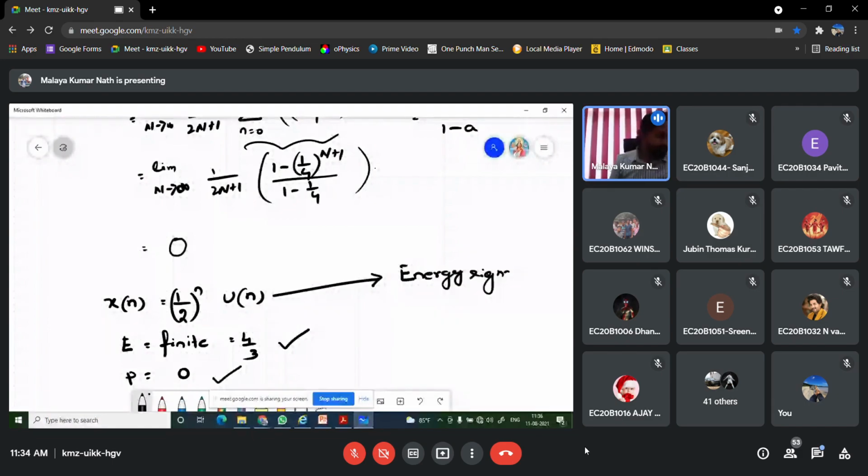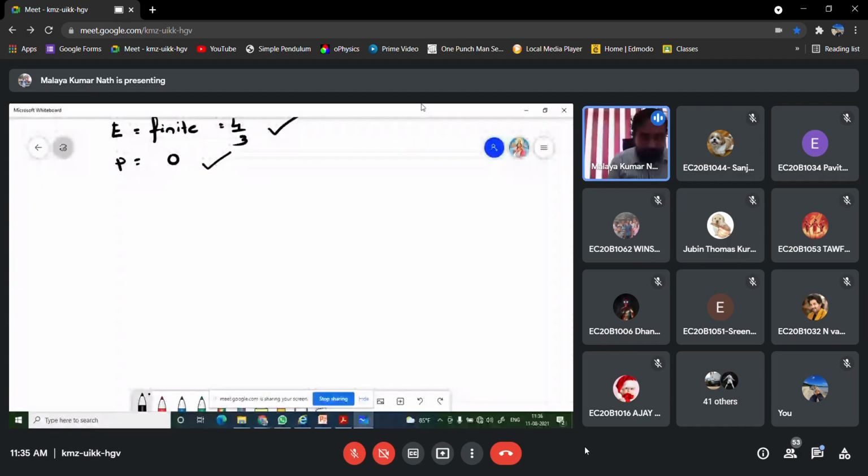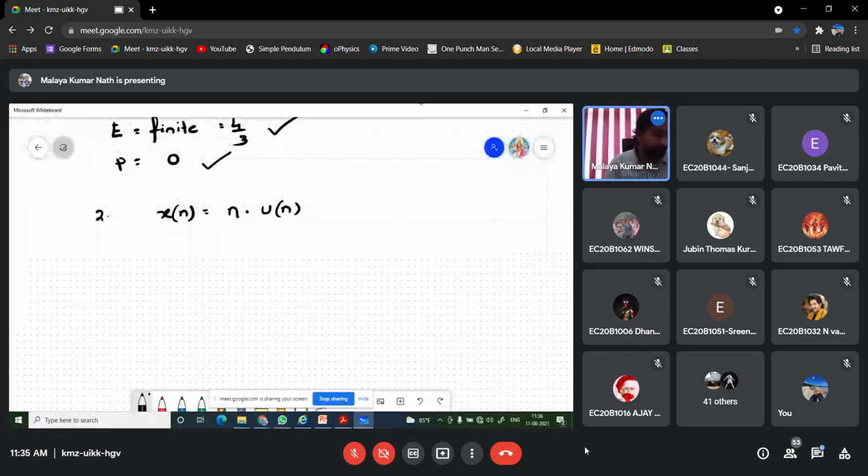Now we'll take another example for simplicity, to see whether it is an energy signal or a power signal. Suppose I take n into u[n] as the second example. Suppose x[n] is a signal represented by n u[n]. Calculate or check whether this is an energy signal or a power signal. Can you calculate it? Yes, sir. Please tell how much energy we are getting in this case.